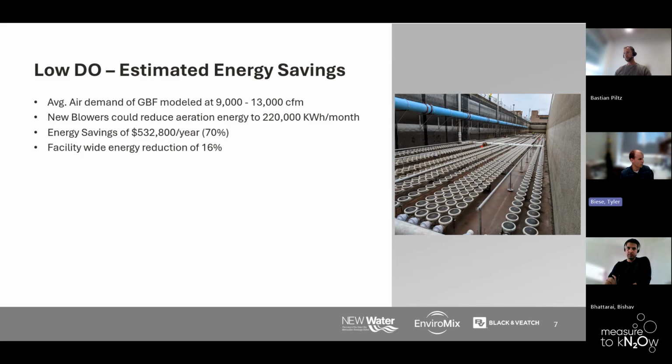The new blowers have a potential to reduce aeration energy to 220,000 kilowatt hours per month, or almost $500,000 of energy savings per year, which would be about 16% of our facility's energy consumption. So a pretty big impact, and that's why we wanted to jump into the full-scale demonstration, before we convert the full facility to this operation configuration, just to see what some of the challenges and benefits are, and work it out on paper before going all in.